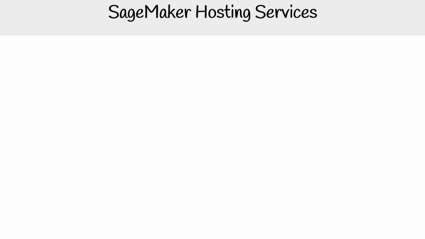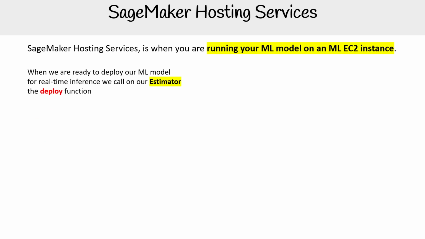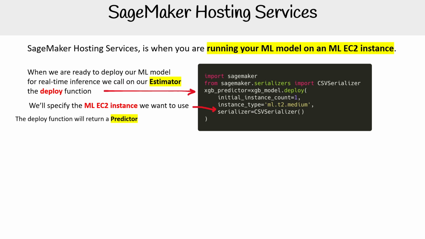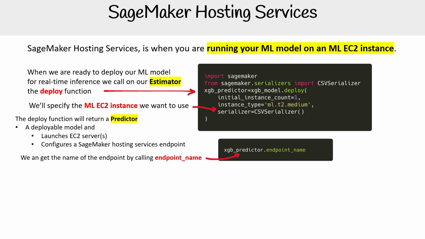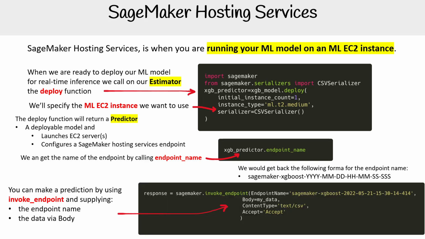Let's talk about SageMaker hosting services. This is when you are running your ML model on an ML EC2 instance. When you are ready to deploy your ML model for real-time inference, we call on our estimator and then the deploy function. So here's an example. We specify the ML EC2 instance that we want to utilize. We call the deploy function and it will return a predictor, and we'll get a deployable model that launches an EC2 server and configures a SageMaker hosting services endpoint. We can get the name of an endpoint by calling endpoint name. Okay, and we'll get some stuff back here. You can make a prediction by using invoke endpoint. Okay, and so we have invoke endpoint as an example.